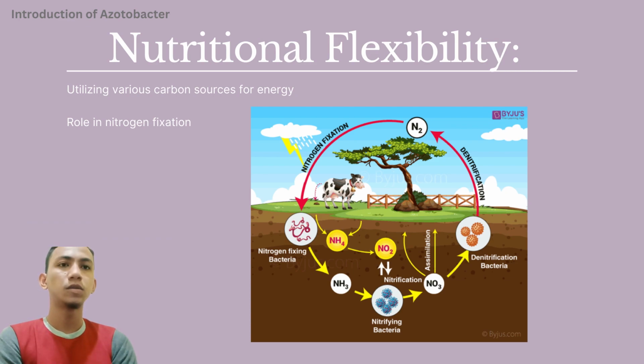Azotobacter has remarkable nutritional flexibility, utilizing various carbon sources for energy. This adaptability allows it to thrive in different ecological niches, contributing to its widespread distribution in soil and aquatic habitats. In addition to its role in nitrogen fixation, Azotobacter's ability to metabolize diverse carbon compounds adds to its ecological significance.